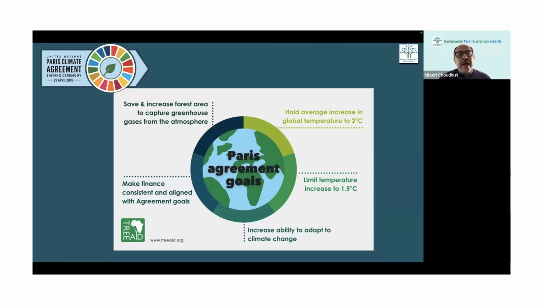Save and increase forest area to capture greenhouse gases from the atmosphere. Why is that? Because a lot of carbon dioxide, methane, and other toxic gases are coming out, which makes the environment hotter. And the only way to reduce it is to capture that carbon and convert it into something like oxygen, which trees are very capable of. You must have seen how the Amazon forests are depleting, and we need to start making them better, rejuvenate them so that more and more green is happening, and we are able to capture or convert more carbon.